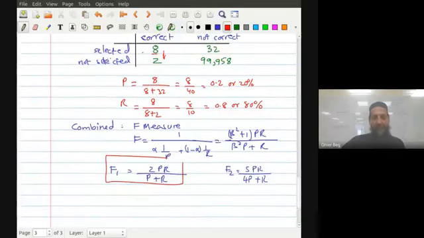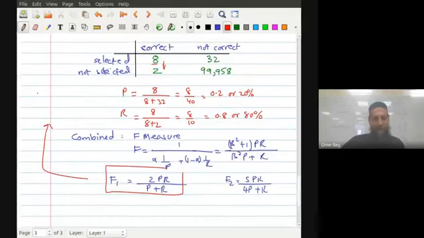So if we were to calculate the F1 measure for this matrix, that would be 2 multiplied by precision times recall, 0.2 times 0.8, divided by 0.2 plus 0.8. So in the numerator, that's 1.6 times 0.2.